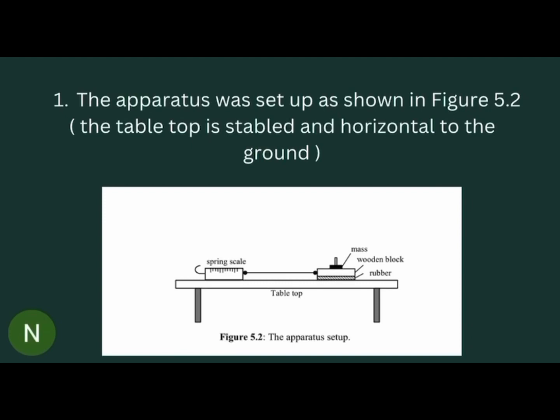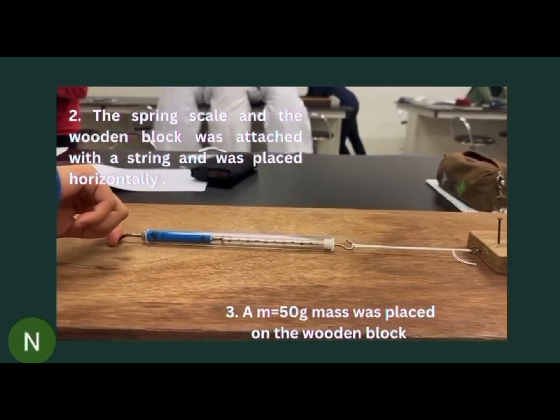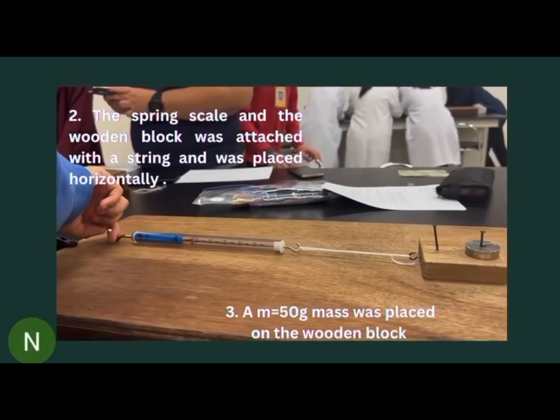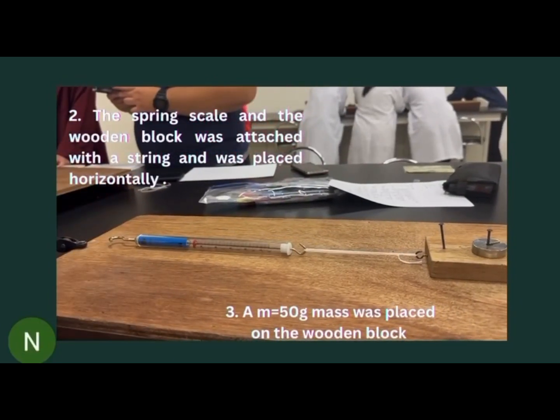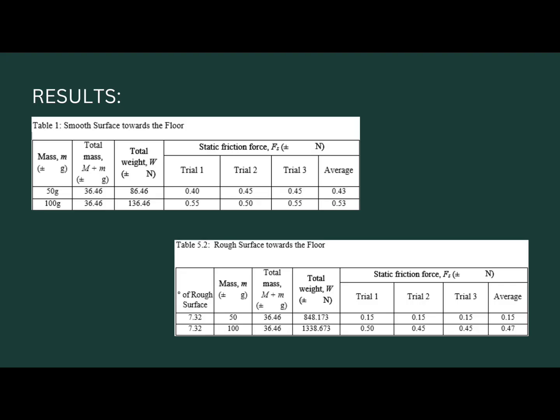First, we have to set the apparatus as shown in figure 5.2. After that, the spring scale and the wooden block were attached with a string and placed horizontally. A 50-gram mass was placed on the wooden block. The spring scale was slowly pulled and its reading was recorded as F once the block started to move. Steps 4 to 5 were repeated for 3 trials. Another 50-gram mass was added on the wooden block and step 5 was repeated. So I will start my part with how we conduct this experiment.